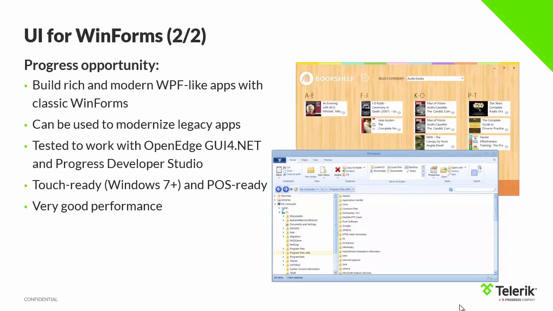Now, how does this integrate with existing Progress software? Well, what you have the opportunity to do is build rich and modern WPF-like applications within classic WinForms. So these can be used to modernize any legacy applications that might exist there, and this is tested to work with OpenEdge GUI for .NET and Progress Developer Studio. It's touch ready and it can work with Windows 7 and above, and POS ready as well.